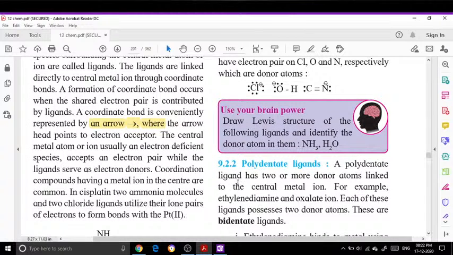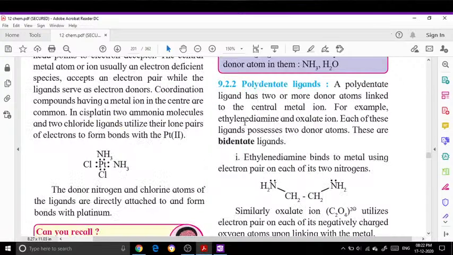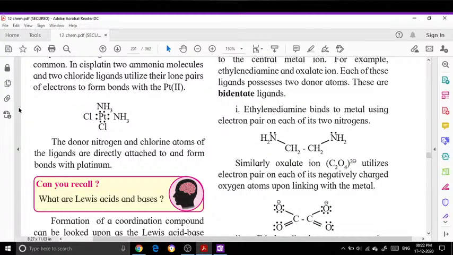Now coordination compounds having a metal ion in the center are common. So the example is cisplatin. See the structure of cisplatin. This is the structure of cisplatin. So platinum is there at the center and we have NH3 which is surrounding. Now the donor nitrogen and the chlorine atoms are ligands which are directly attached with bonds to platinum.